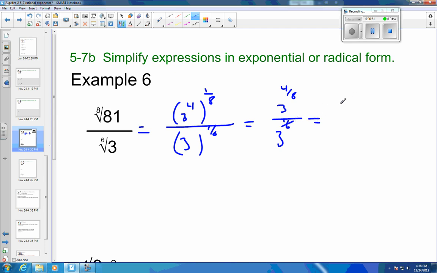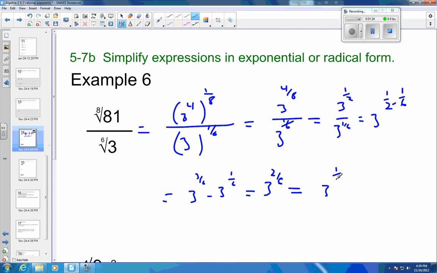And I know 4/8 reduces, so this is actually 3 to the 1/2 divided by 3 to the 1/6. When we divide, we subtract our exponents, so this is 3 to the 1/2 minus 1/6. I would have to get a common denominator, so this is 3 to the 3/6 minus 1/6, which is 3 to the 2/6, which is 3 to the 1/3 when you simplify it. So the final answer is the third root of 3.